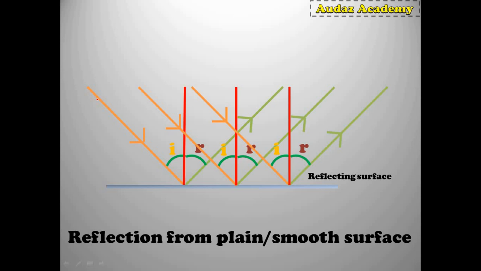In terms of angles, we can say angle I1 equals angle I2 equals angle I3. Similarly, R1 equals R2 equals R3. Here our angle of incidence is going to be equal to the angle of reflection because of the laws of reflection.